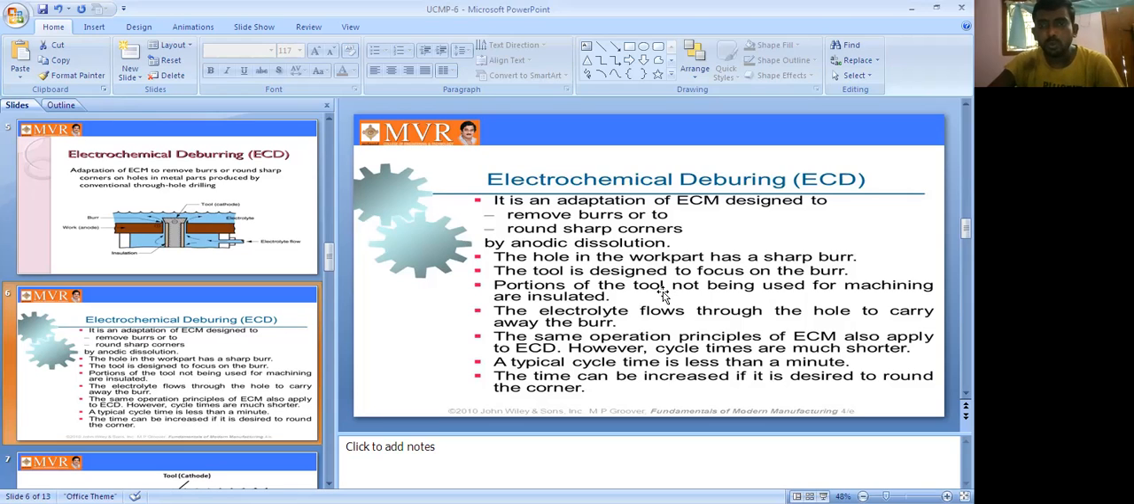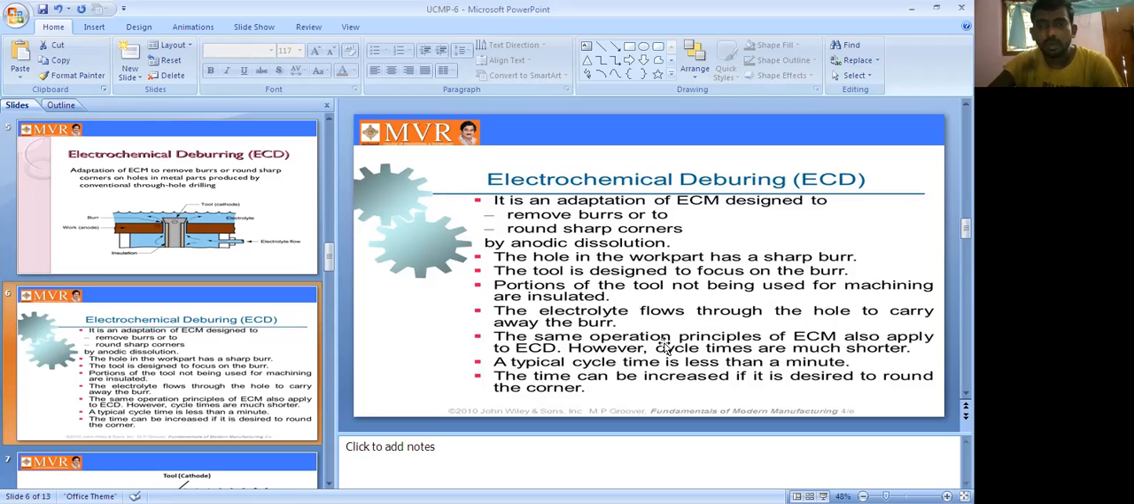The portion of the tool not being used for machining is insulated. That is a major difference here. Next, the electrolyte flows through the hole to carry away the burr. So that is the electrolytic flow.